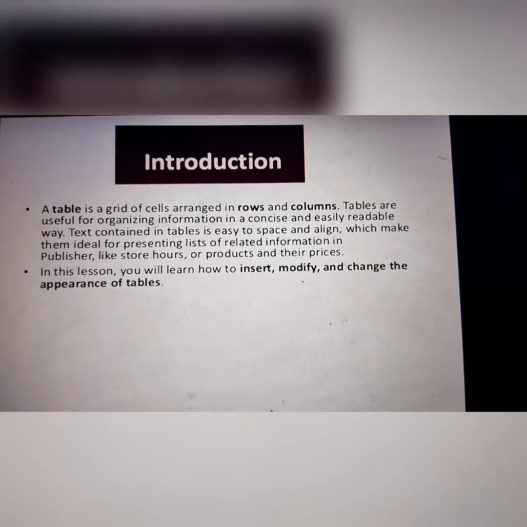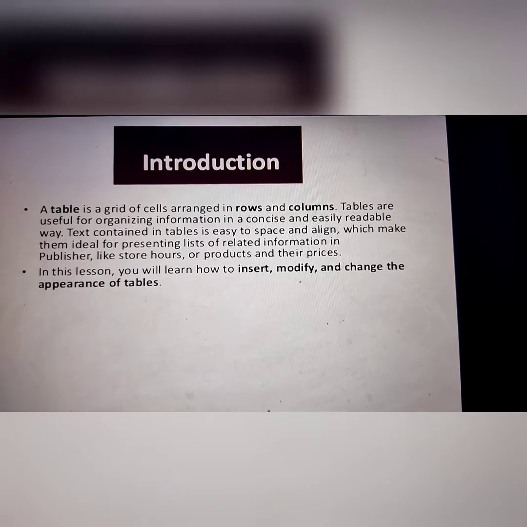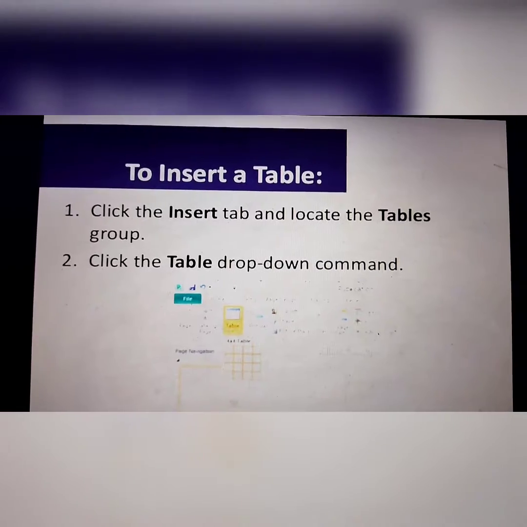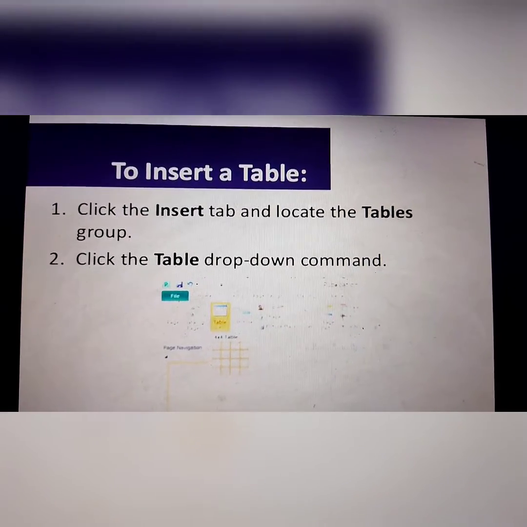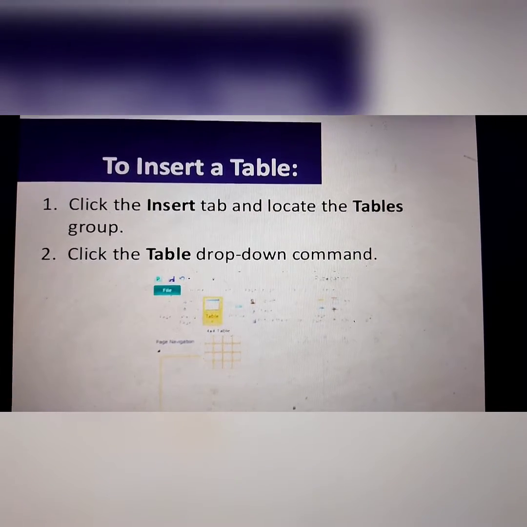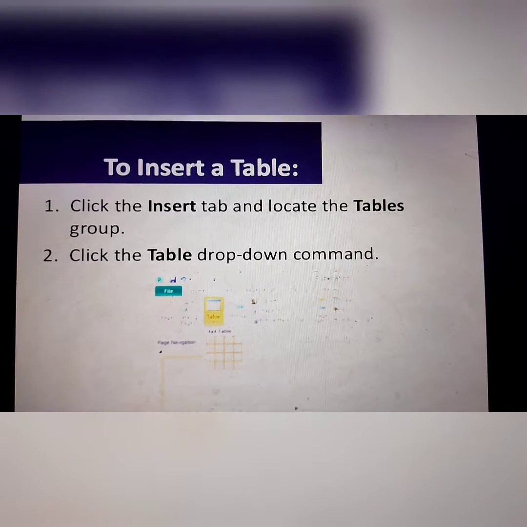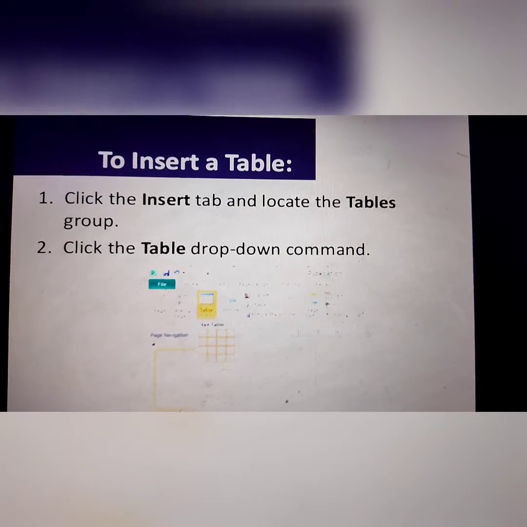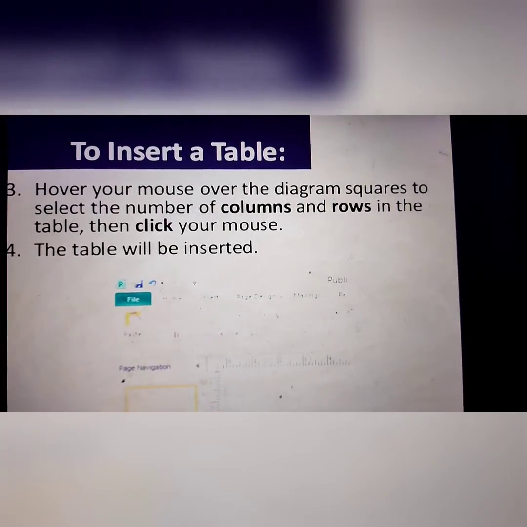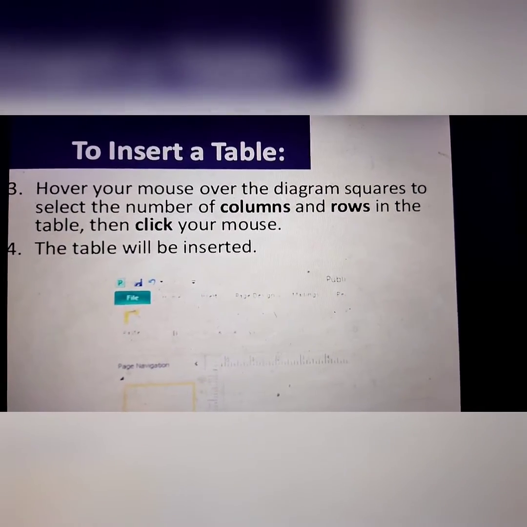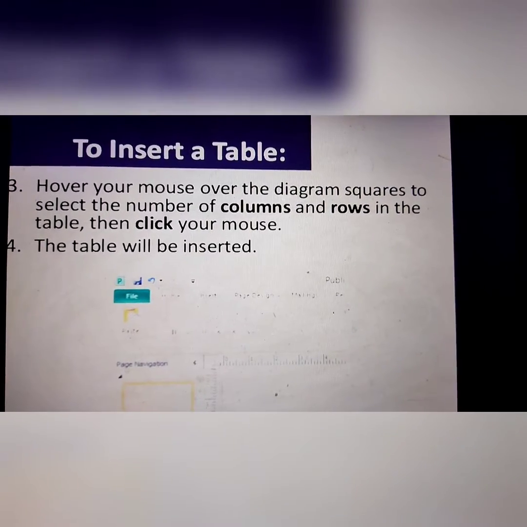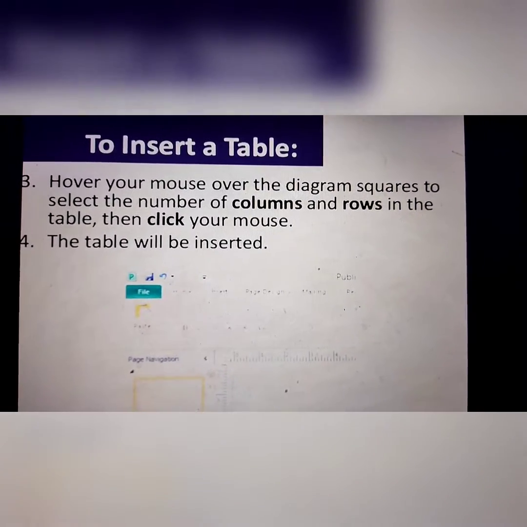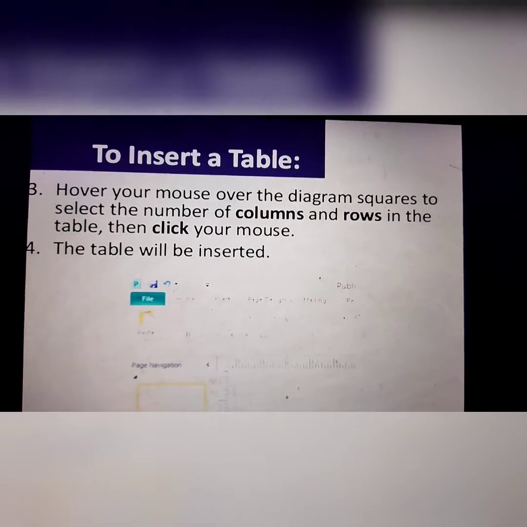Now in this lesson you will learn how to insert, modify and change the appearance of tables, and we discussed in the last class how to insert a table. So click the Insert tab and locate the Tables group, then click the Table drop-down command. After that, hover your mouse over the diagram squares to select the number of columns and rows in the table, and then click your mouse. So the table will be inserted.